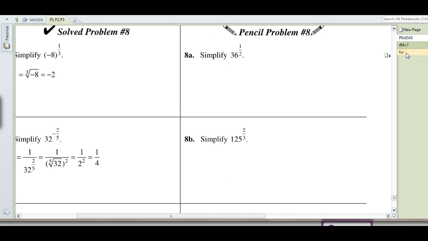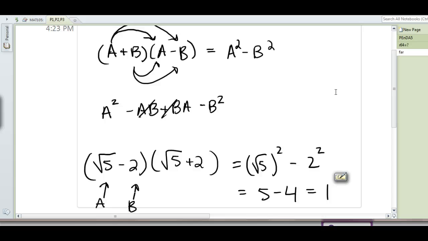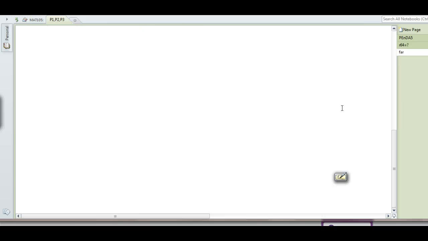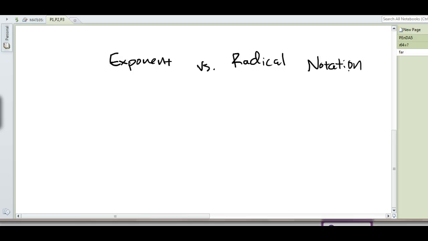Okay, so the last thing to talk about is how these exponents correspond to powers, exponent versus radical notation. So really, we can write all of our radicals as exponents if we want, and use exponent rules and radical rules kind of interchangeably. So here's the way it works.